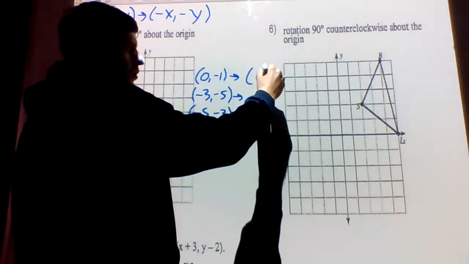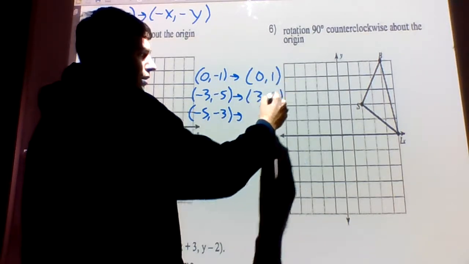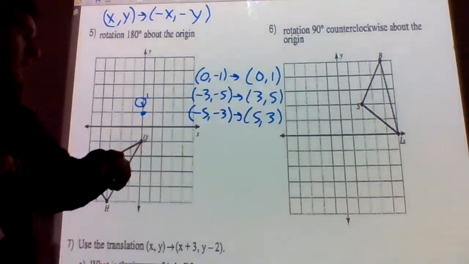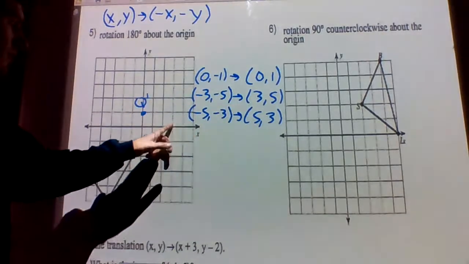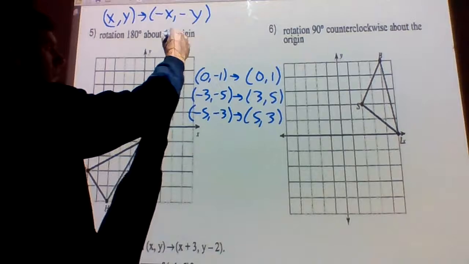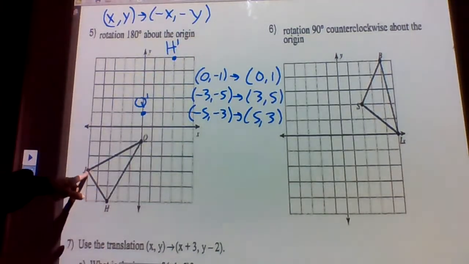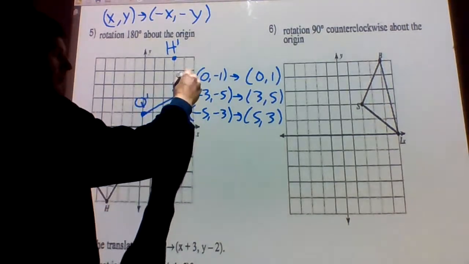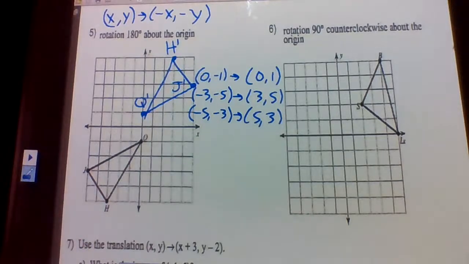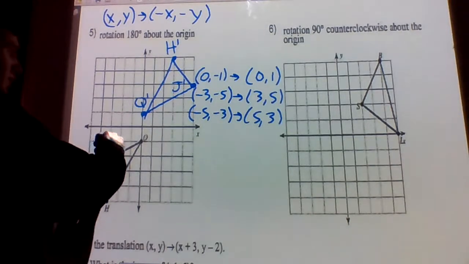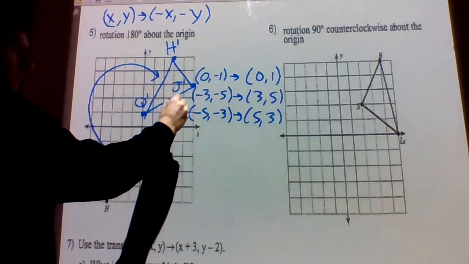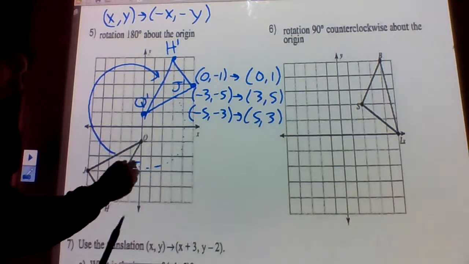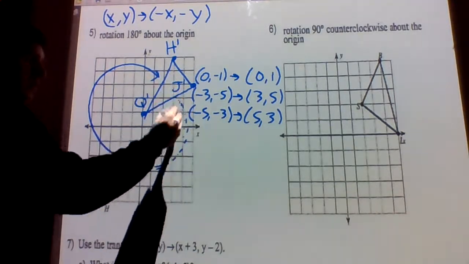So this becomes (0, 1). This becomes (3, 5). And this becomes (5, 3). So Q prime is (0, 1). H goes to H prime, (3, 5). And J goes to J prime, (5, 3). So here is J prime. So there's our triangle. We've rotated it 180 degrees, halfway around.